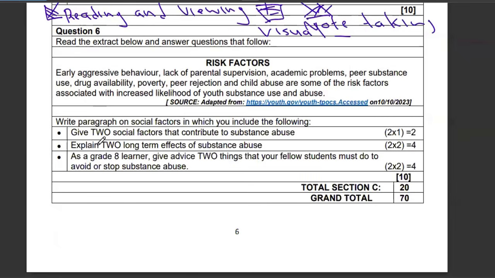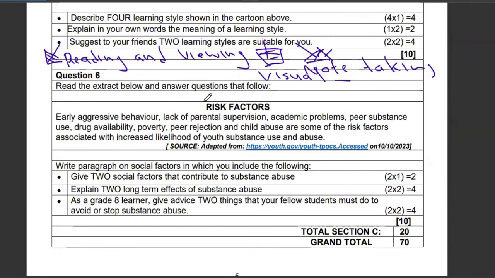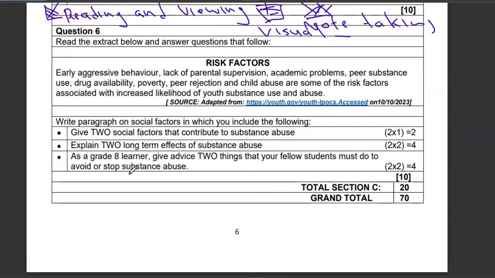Then the next question says: read the extract below and answer the questions that follow. Risk factors: early aggressive behavior, lack of parental supervision, academic problems, peers or substance abuse, drug availability, poverty, peer rejection, and child abuse are some of the risk factors associated with increased likelihood of youth substance abuse. Write a paragraph on social factors which includes the following. Give 2 social factors that contribute to substance abuse. Explain 2 long-term effects of substance abuse. As a grade 8 learner, give 2 things that your fellow students must do to avoid or stop substance abuse.